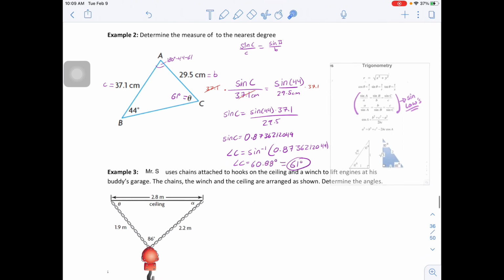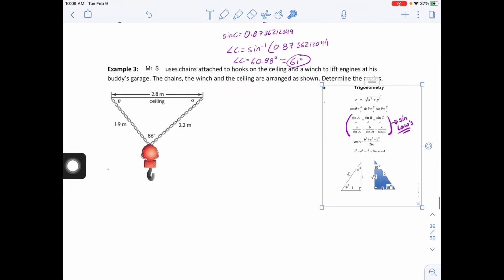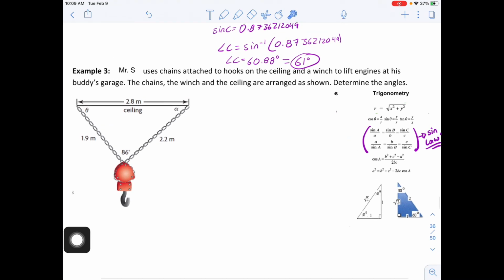Now, let's move to our very last example here for the sine laws. Our last example: Mr. S uses chains attached to hooks on the ceiling and a winch to lift engines at his buddy's garage. The chains, the winch, and the ceiling are arranged as shown below. So determine the angles. Here it wants us to find all the angles.